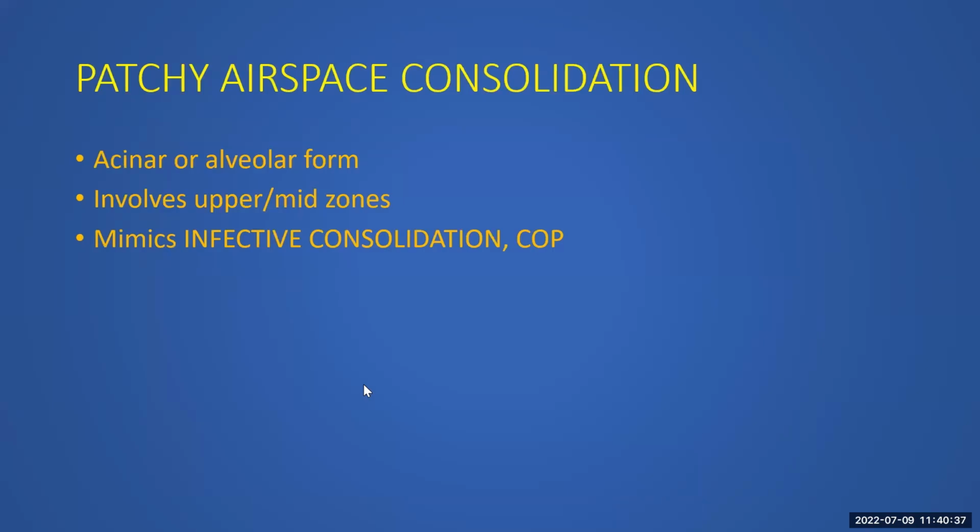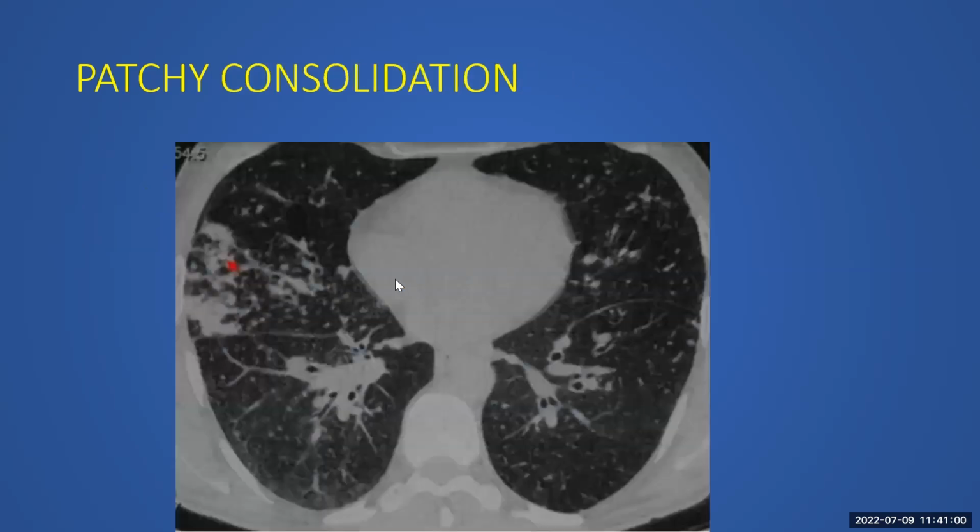Another finding which is described are these patchy air-space consolidations. These are described in the alveolar description of sarcoidosis. And as we said previously, it characteristically involves the upper and mid zones. These can mimic consolidation or any lung infection and also organizing pneumonia. So these are your patchy areas of consolidation.